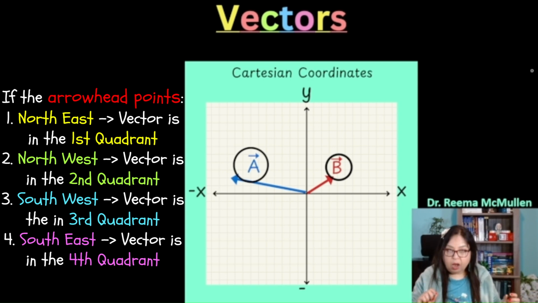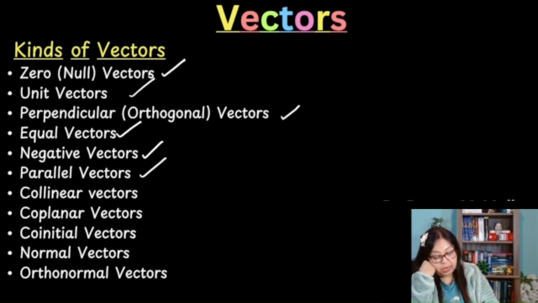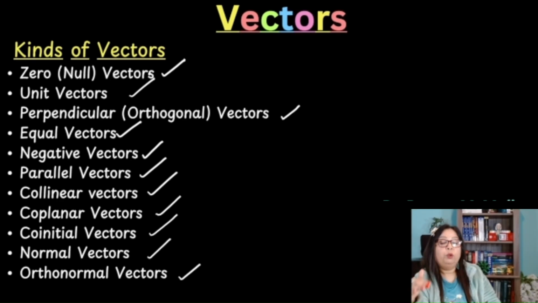All right. Now, how many different kinds of vectors are there? Many actually. A zero vector, called a null vector. Unit vector, perpendicular vector, equal vector, negative vector, parallel vector and antiparallel vector, collinear vector, coplanar vector, co-initial vector, normal vector, orthonormal vectors. What we are going to do now is go over each of these one by one. It's actually very simple. It's just terminology. It's just nomenclature. Nothing more than that.